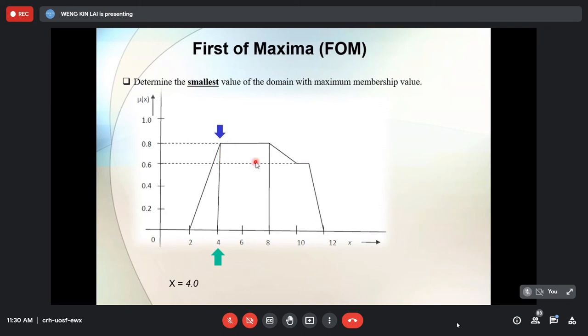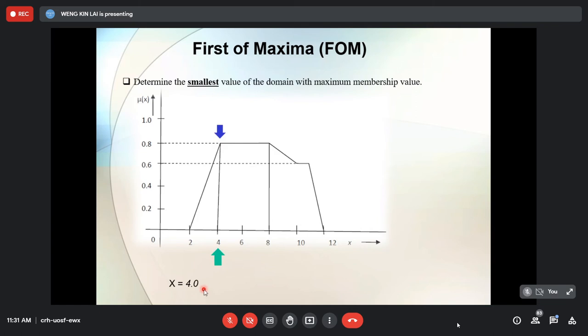Now, what is the area with the largest membership value? This part here, this rectangle, gives you the largest membership value. So this is your maximum membership value. Now notice that at this point, there are two points with the largest membership value, either 4 or, sorry, 8. So what it's telling you is that you take the first of the maximum, the smaller of the two, right? So it's 4. So quickly, we can find the answer is 4.